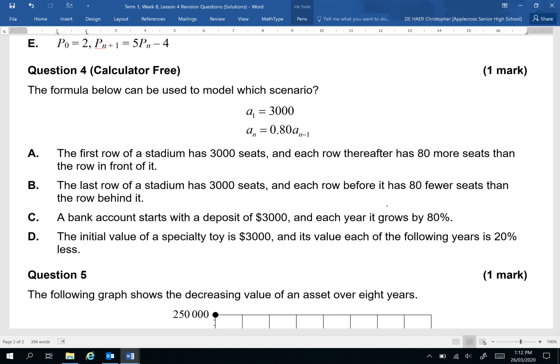So that means that A and B would be out because they would both be situations involving an arithmetic sequence. C is also out because if it grows by 80%, then we'll be multiplying by 1.8, not multiplying by 0.8. And D is the only one that works out because it has an initial value of $3,000, and the value for each of the following years is 20% less, so it's a 20% decrease. So the answer there would be D.